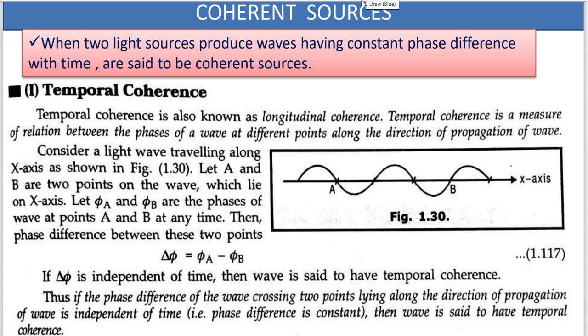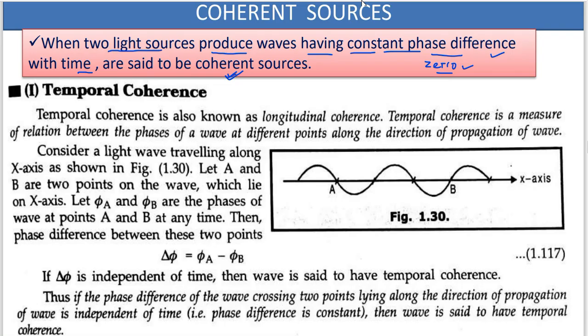So what are coherent sources? When two light sources produce waves having constant phase difference with time, whether they have constant phase difference or zero phase difference, whatever be the cause, either two waves have zero phase difference or two waves have constant phase difference, then we say the two waves are coherent sources.